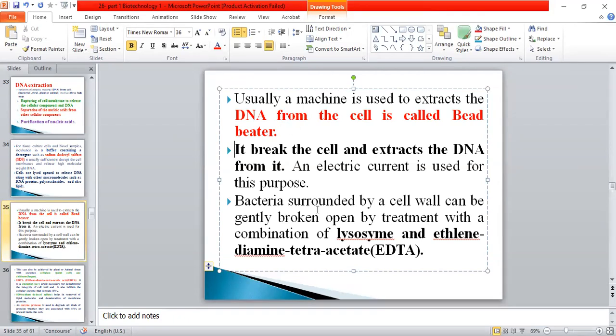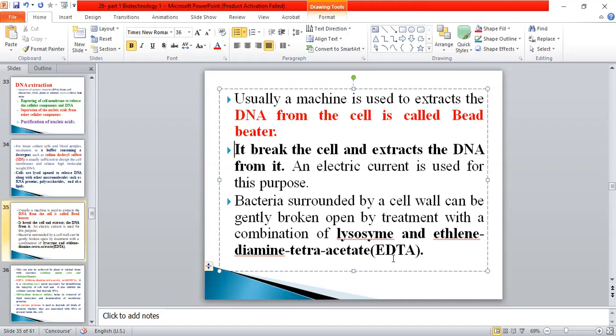After that, bacteria surrounded by a cell wall can be gently broken open by treatment with a combination of lysozyme and ethylene diamine tetraacetic acid. These are very, very important because ethylene diamine tetraacetic acid is a calcium chelating agent, mostly used for blood counting, total count, WBC count, in the DMLT lab, as an anticoagulant. Here, the EDTA easily binds with the calcium of the bacterial cell wall, so it can be easily ruptured.